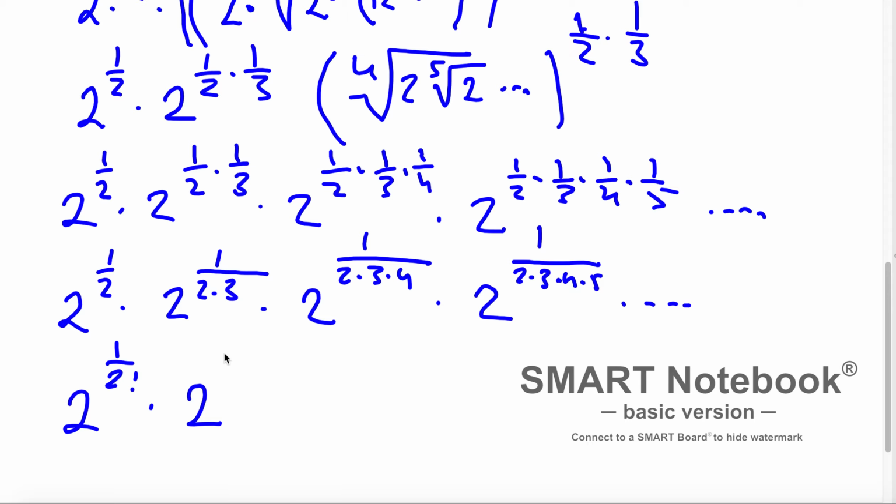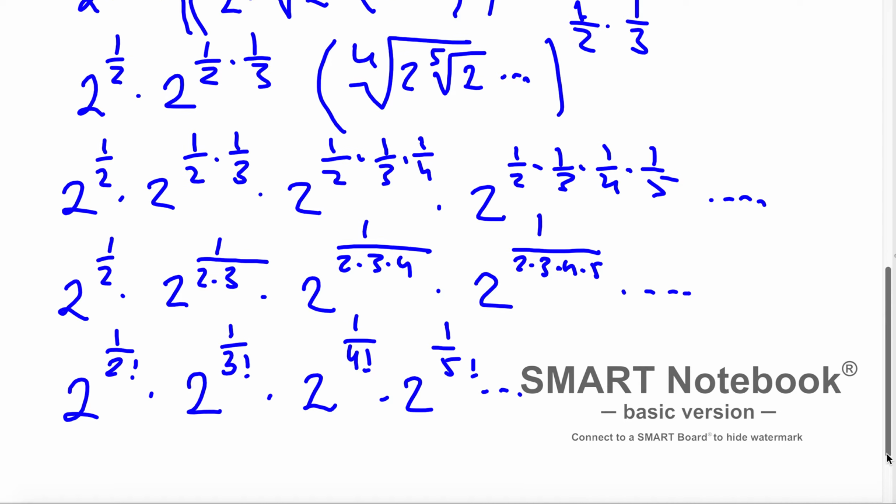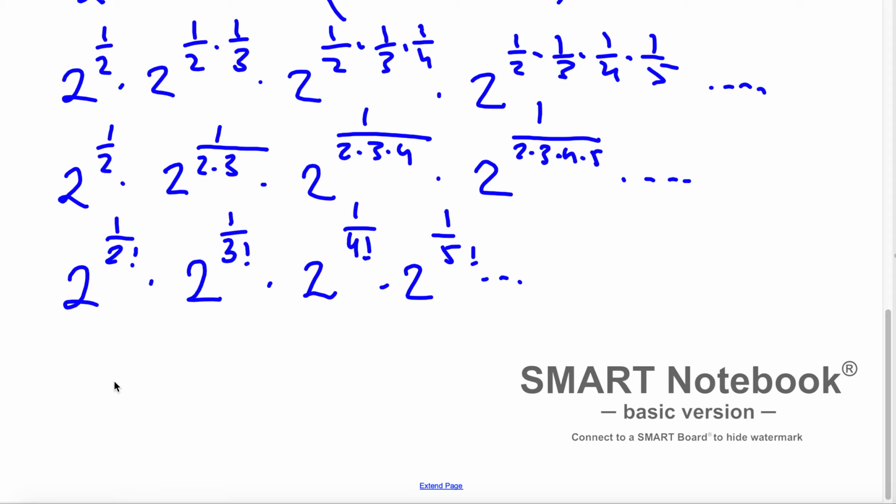The other one I can write in factorial form: 1 over 3 factorial, because 3 factorial is 3 times 2 times 1, but because 1 is not changing anything, 3 times 2 is 6, times 1 is 6, so 3 factorial gives me the same value. I can write in this factorial form. And the other one, again, I can write 1 over 4 factorial, and the next I can write 1 over 5 factorial.